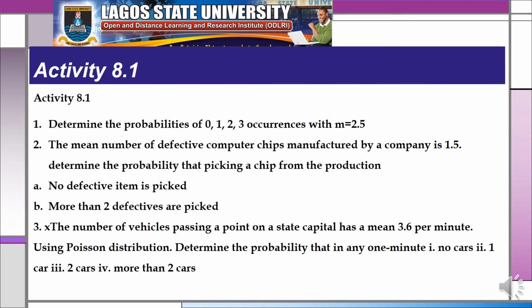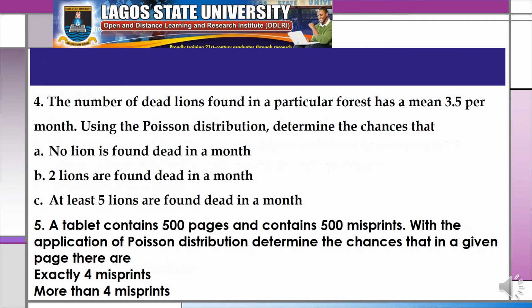You have the following activities to solve, to get a better understanding of the course of the lesson.